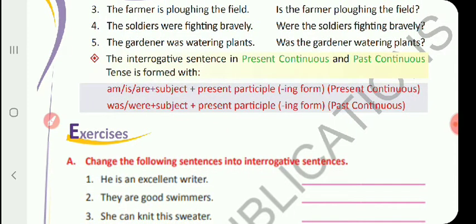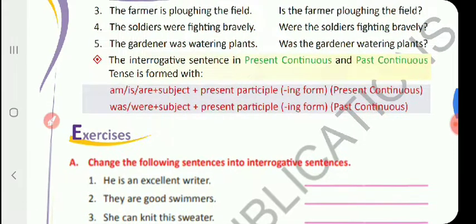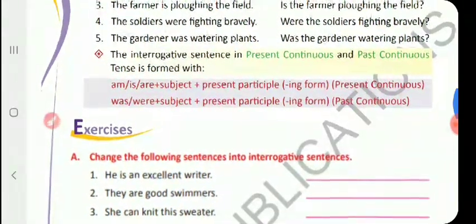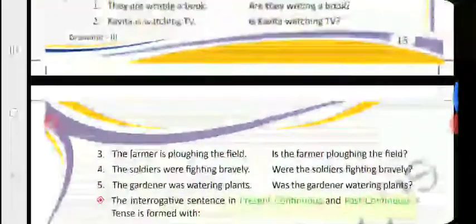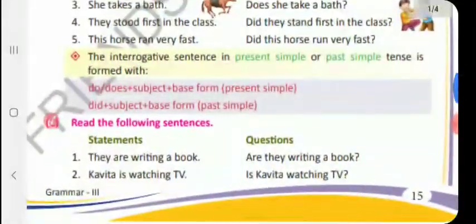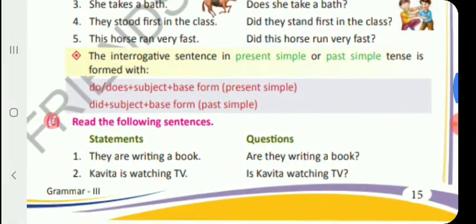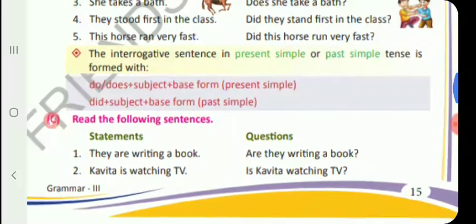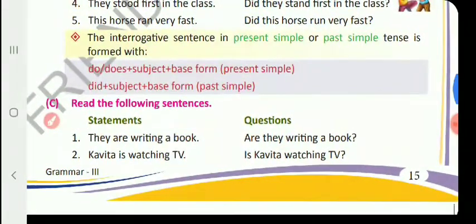So, my dear students, today I am only discussing the rules. Please go through the rules, the first and second rules, and learn them thoroughly. Okay? Next class, I will go with the exercise.